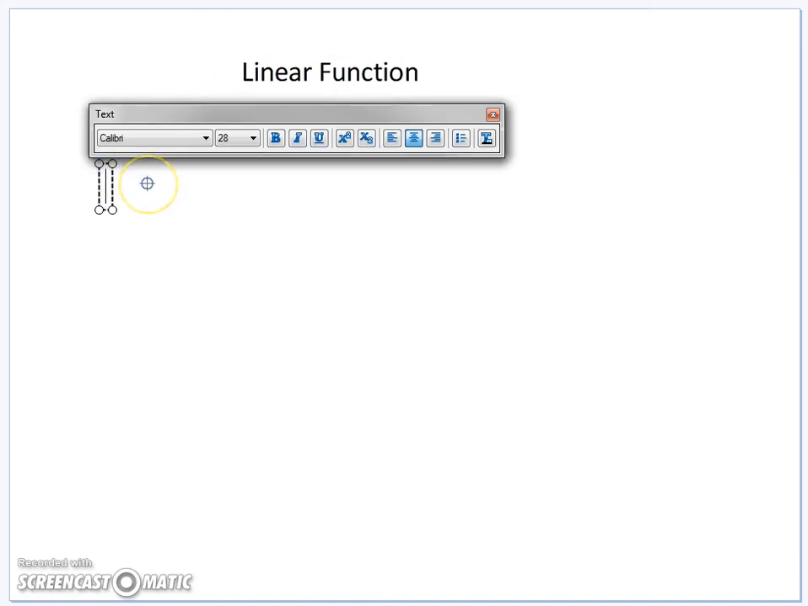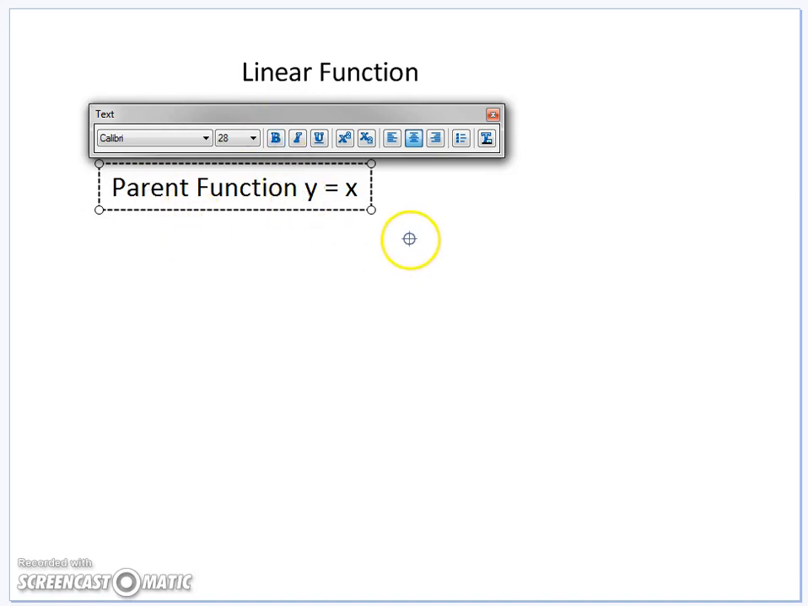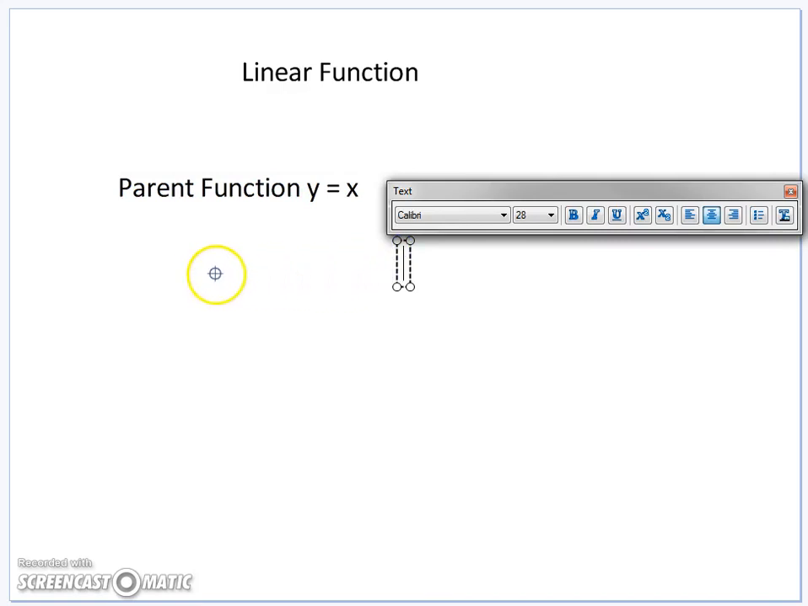The parent function of a linear function is simply y equals x. Now remember, a parent function is the most basic form of the function that provides you with the shape of graph you're desiring. So in this case, we're desiring a straight line, so y equals x will give us that straight line.